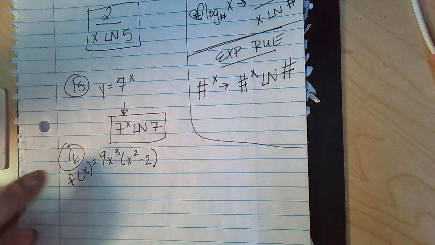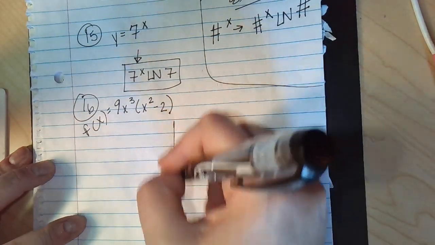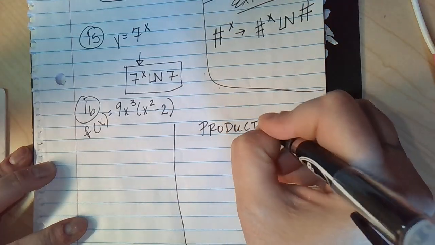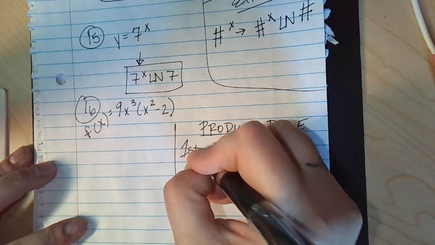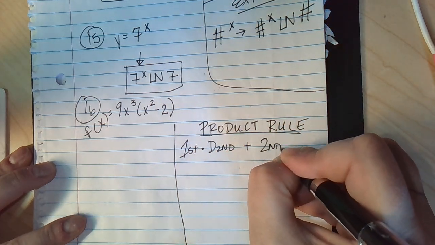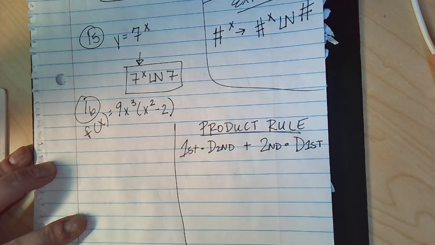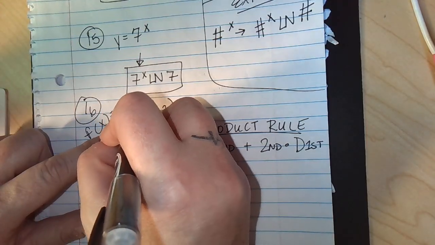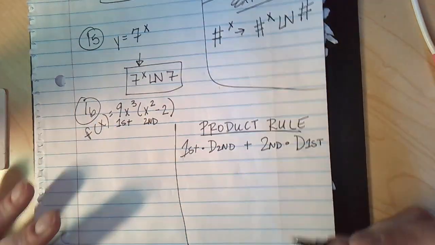All right, 16. There are 2 ways we could do 16. We could do the product rule. The product rule is the first times the derivative of the second plus the second times the derivative of the first. Okay, so let's try that. When I say first and second, I mean this 9x to the 3 is the first, and x squared minus 2 is the second.